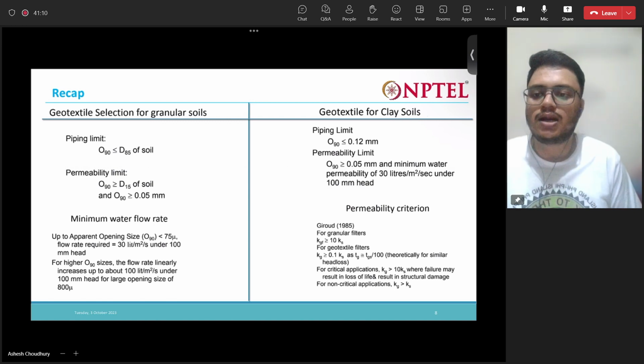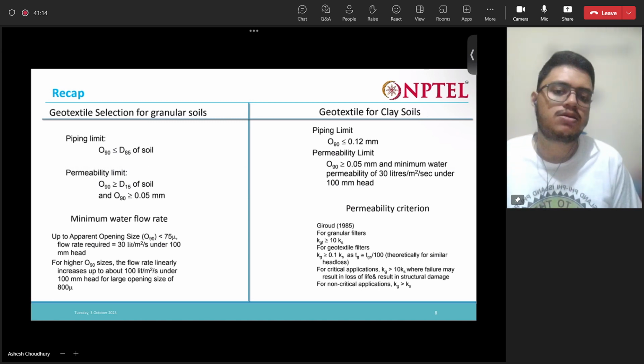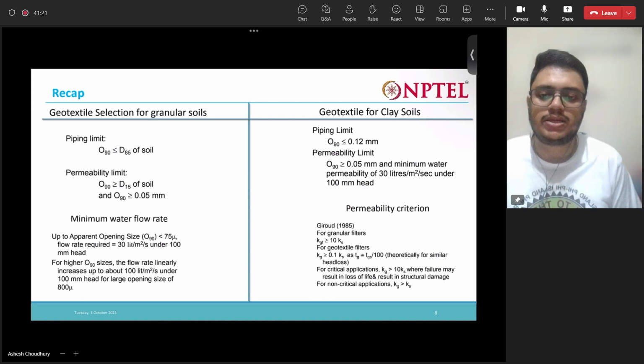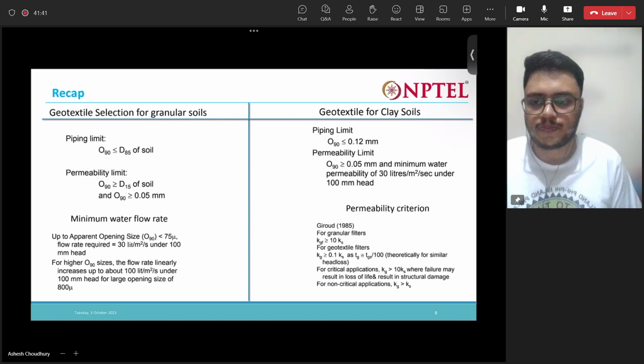Let us see what are they. So one you can see here. On the left side we have geotextile selection for granular soils, and on the right side for clay soils. Here you can see one is the retention limit, the other is the permeability limit. For granular soils, O90 should be less than or equal to the D85 of the soil, and for the permeability limit, the O90 should be greater than or equal to the D15 of the soil, and also it should be greater than 0.05.